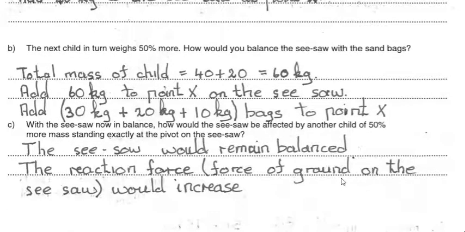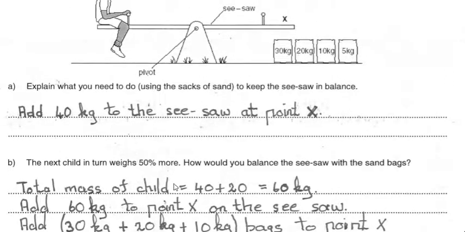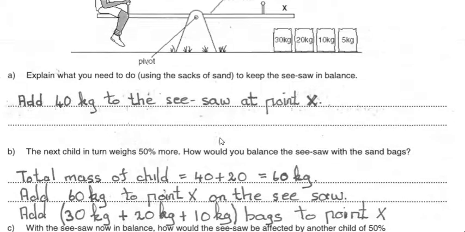Part B. The next child in turn weighs 50% more. How would you balance the seesaw with the sandbags? So the total mass of the children: you've got your original child at 40 kg and the next one is 50% more than that, so 40 plus 20. The mass of the second child is 60 kg.